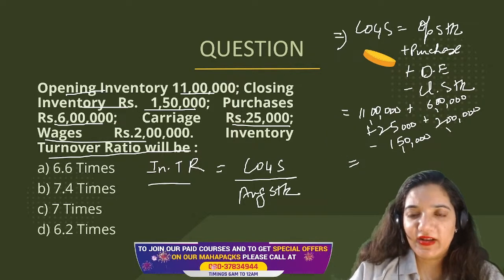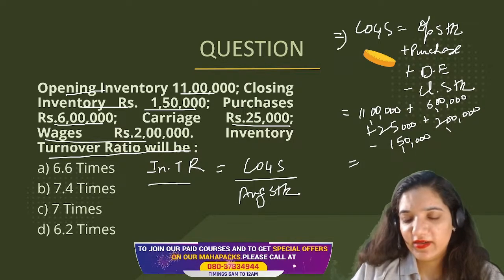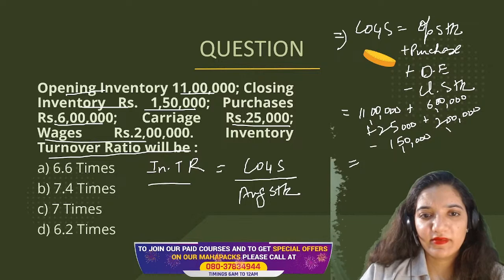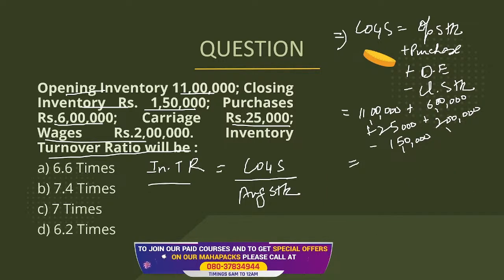Okay, so what would be the answer in this case? The answer is going to be 11 lakh plus 6 lakhs plus 25,000 plus 2 lakh minus 1,50,000. So it's going to be 17,75,000 everyone. Once we have got this amount of 17,75,000, this is our COGS.